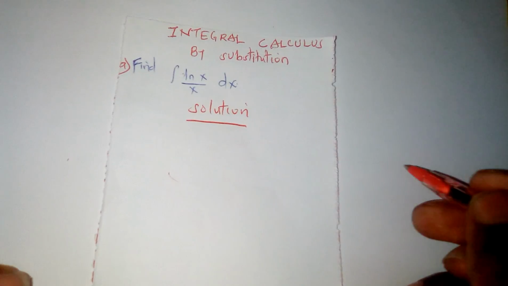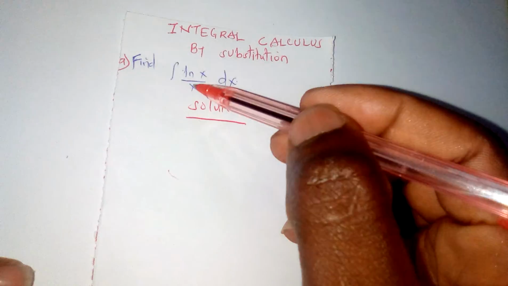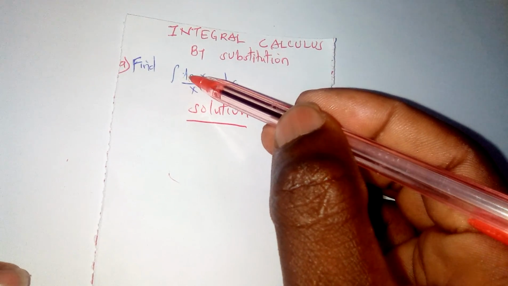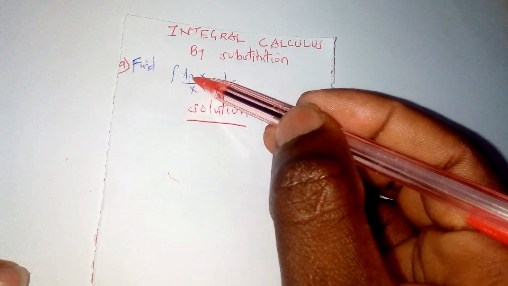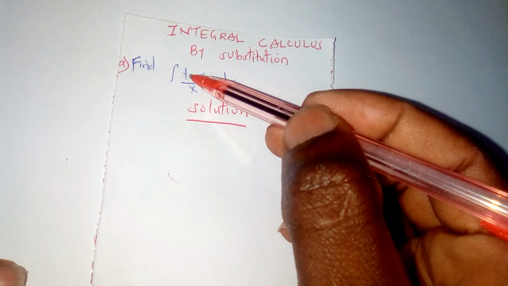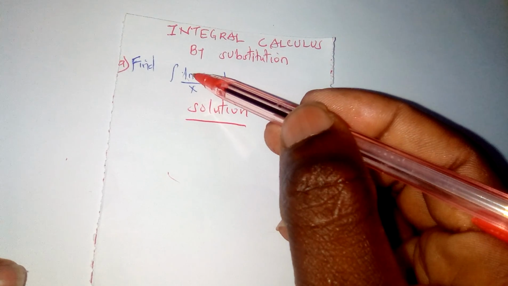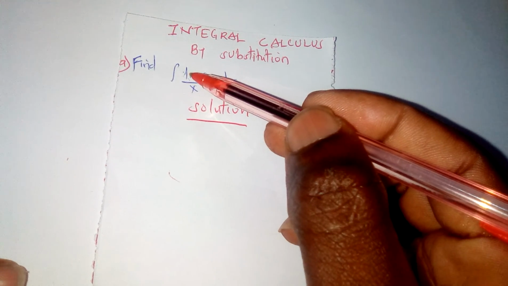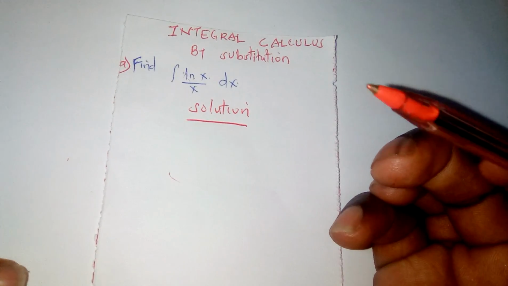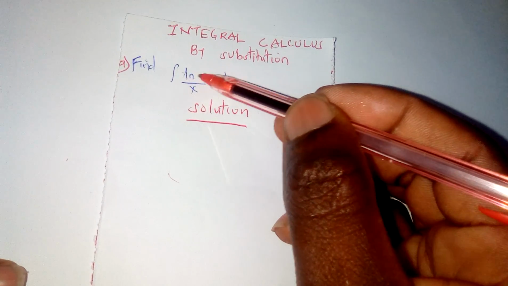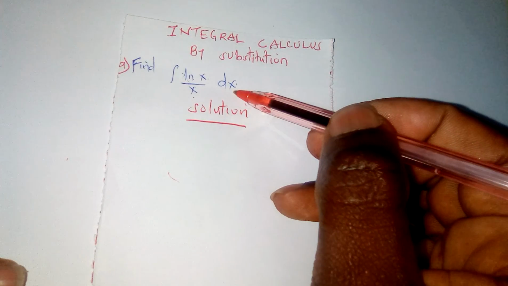Now, when you look at the content here, I have ln x. This letter here normally confuses people. The best way of pronouncing it is ln. So you are required to pronounce it as ln x. Yes, I hope we are together. So you are supposed to integrate ln x over x dx.